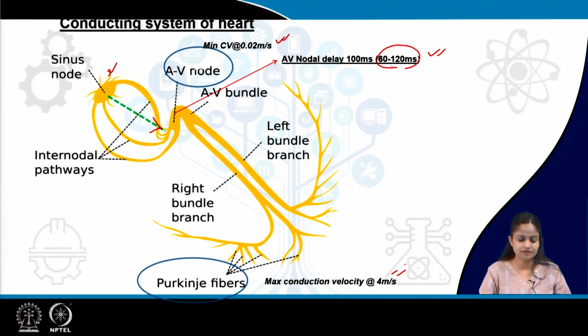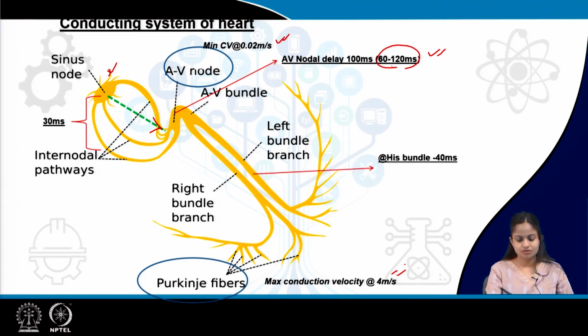Now, after the passage of the impulse through the AV node or the AV bundle, it will pass through the His, or the bundle of His. At this level of the bundle of His, the time taken is 40 milliseconds.